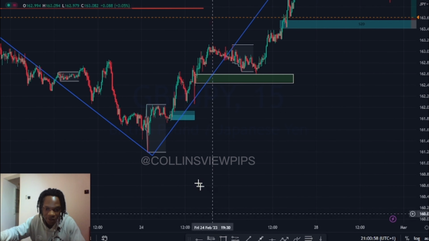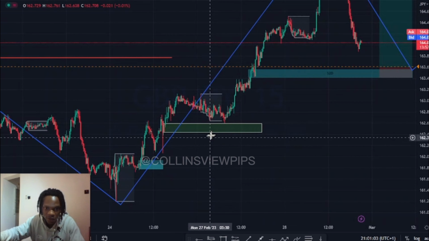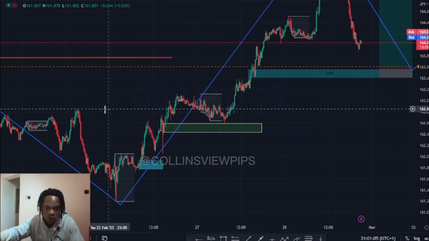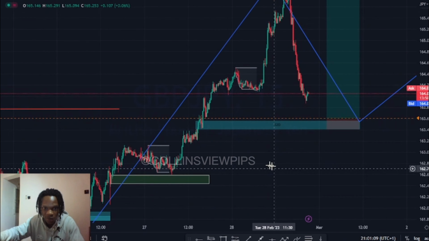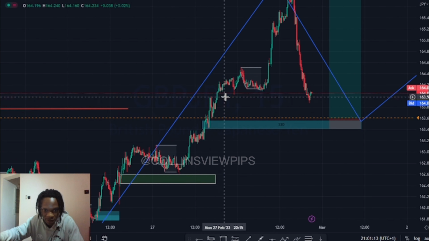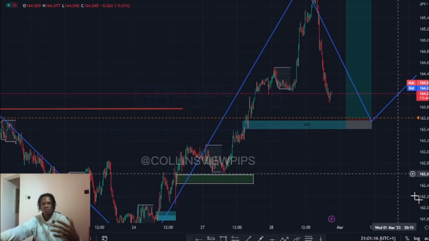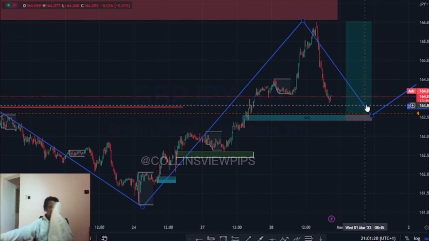I had an entry here using this 5 minutes, but the market never got there. Entry here, like I told you, supply to demand switch. Looking at this, the market never got here. Okay, the market never got here, and now it's happening again. I had an entry here, the market did this, never got here. So we're waiting for this to come. If it gets here, I will see a 5 minutes break of structure, we're in.